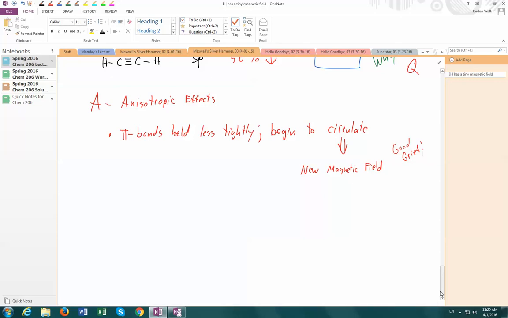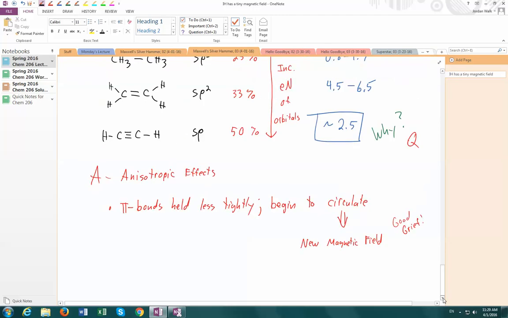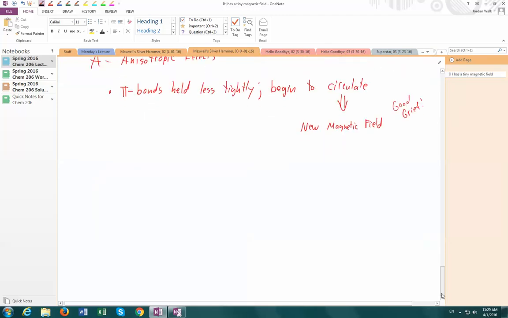So you don't need to be able to draw this picture. I'm going to spend 5 minutes or so looking over what is ultimately a really cool thing that's going on. You don't need to be able to draw the picture from scratch. Those circulating pi bonds create a new magnetic field, and ultimately that new magnetic field is going to determine how our molecule orients itself in our applied magnetic field B naught. So let's look at 3 cases and talk about why we see what we do.